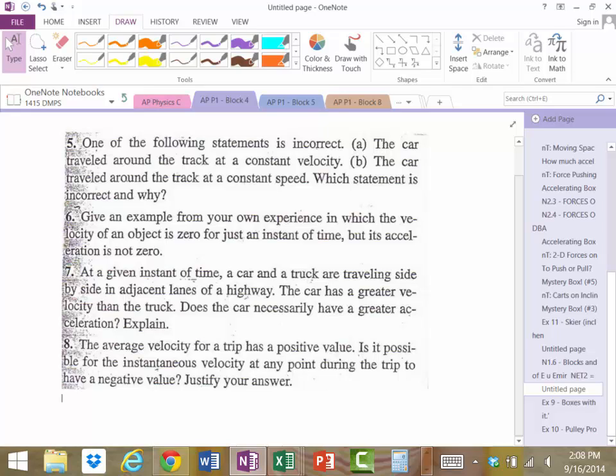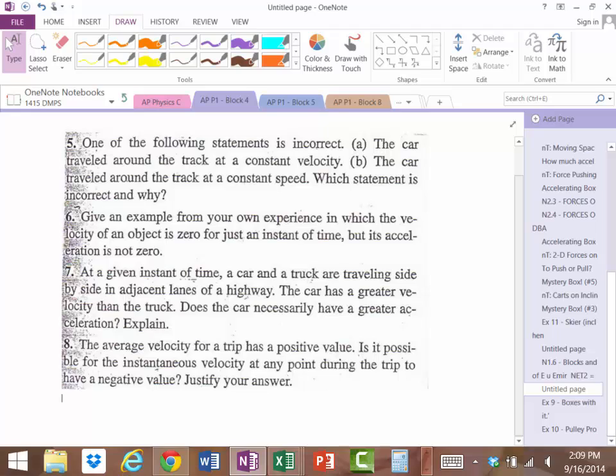Give an example from your own experience in which the velocity of an object is 0 for just an instant of time, but the acceleration is not. What did you guys say over there, Jordan or Mira or V? Go ahead. Okay, which way is it accelerating? Yeah. Acceleration due to gravity is always pulling this way, right? Yeah. Anybody else have another example?